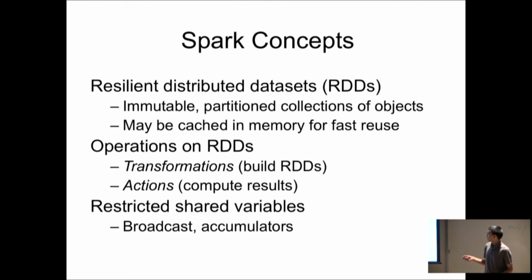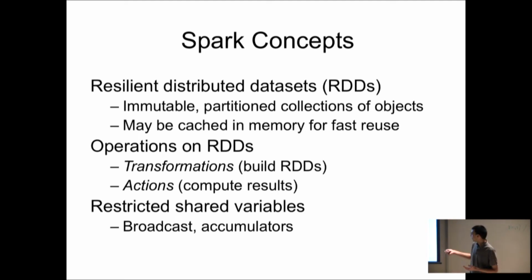The nice property about these RDDs is that they're immutable. So once you create them, they don't change. This immutability helps improve performance in a lot of cases. And the immutability also helps the fact that you can cache these things in memory. So you can have an RDD which is either on disk or in memory, and you can program towards it in the same way. This is what's going to help us in our iterative algorithms.